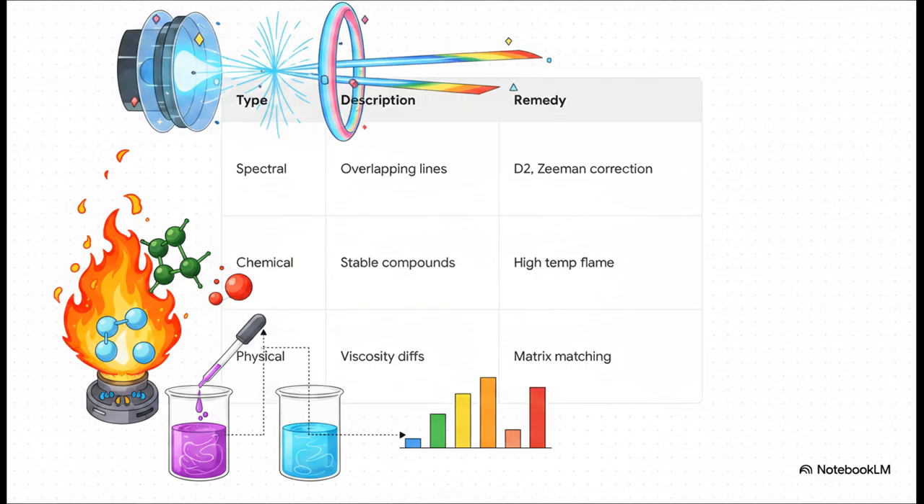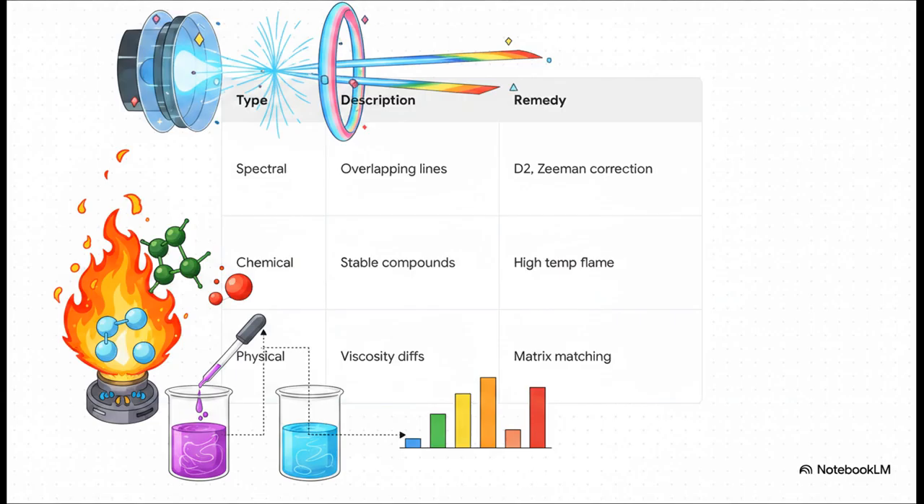Then we have chemical interferences. This is when elements decide to bind together, like calcium stubbornly forming refractory compounds with phosphate. We blast through this by using higher temperature nitrous oxide flames, or by tossing in a chemical release agent like lanthanum to free up our target atoms.